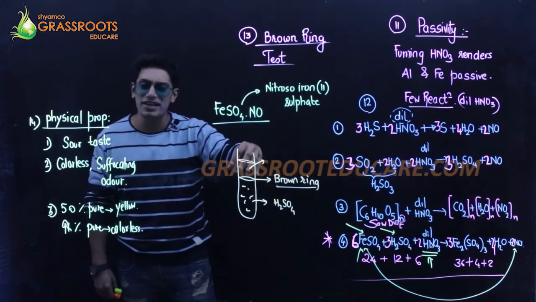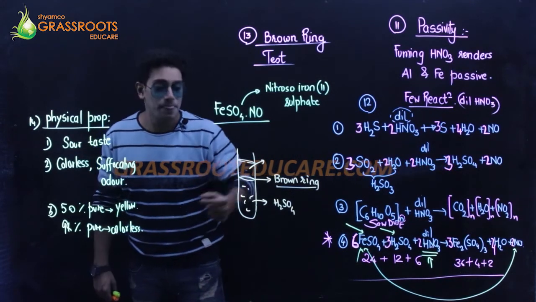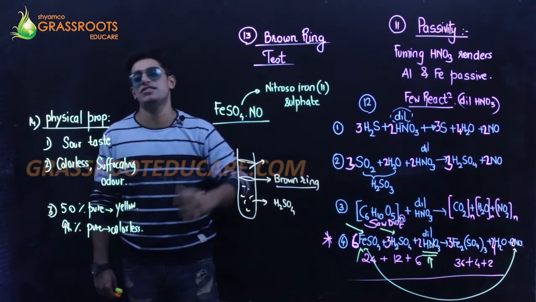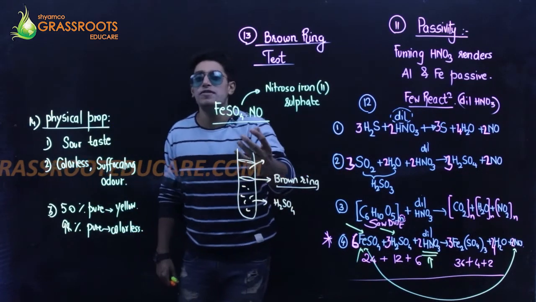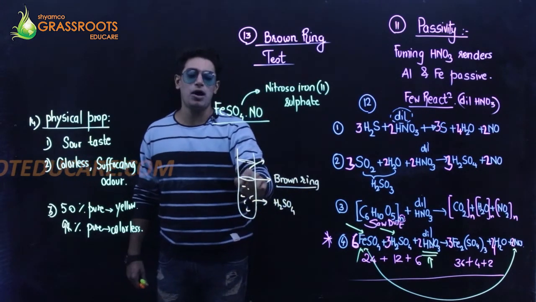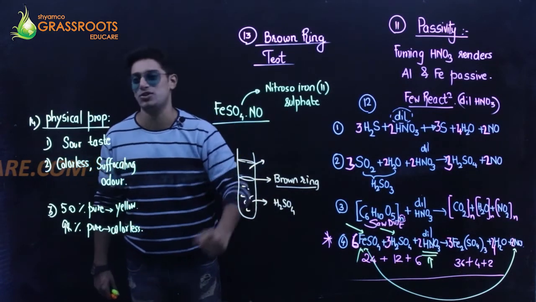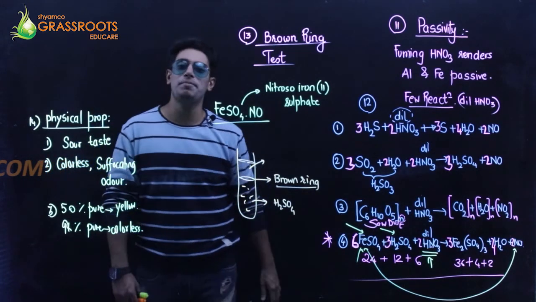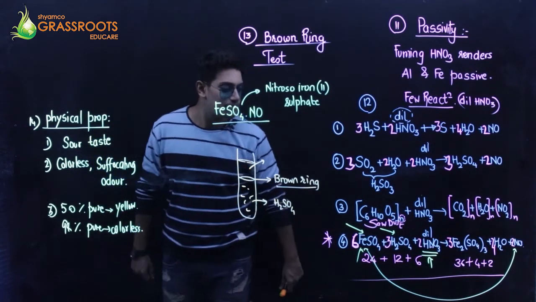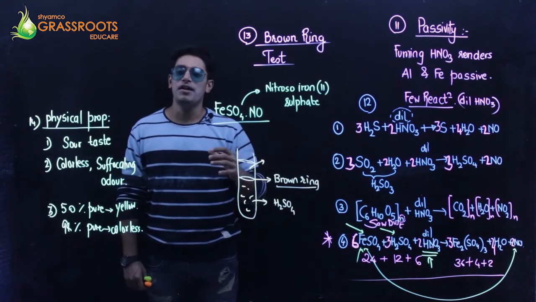So after you perform this experiment, you need to be cautious that the test tube does not move, so that the brown ring sustains. Else, because of the heat evolved in the exothermic reaction, the brown ring will decompose when the water and sulfuric acid mix together. So this is called the brown ring experiment or the brown ring test. And with this, guys, we end our chapter, the chapter named Nitric Acid.